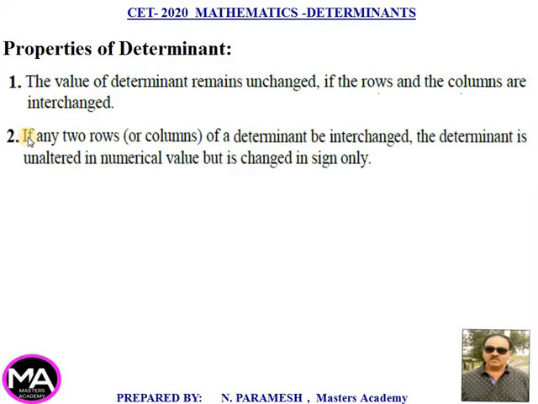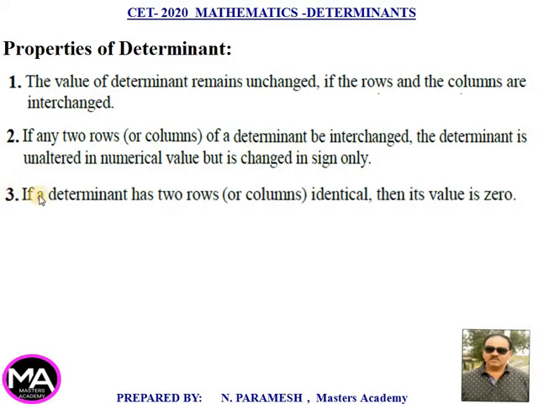Second point, if any two rows or columns of a determinant be interchanged, the determinant is unaltered in numerical value but is changed in sign only. Third point, if a determinant has two rows or columns identical, then its value is 0.